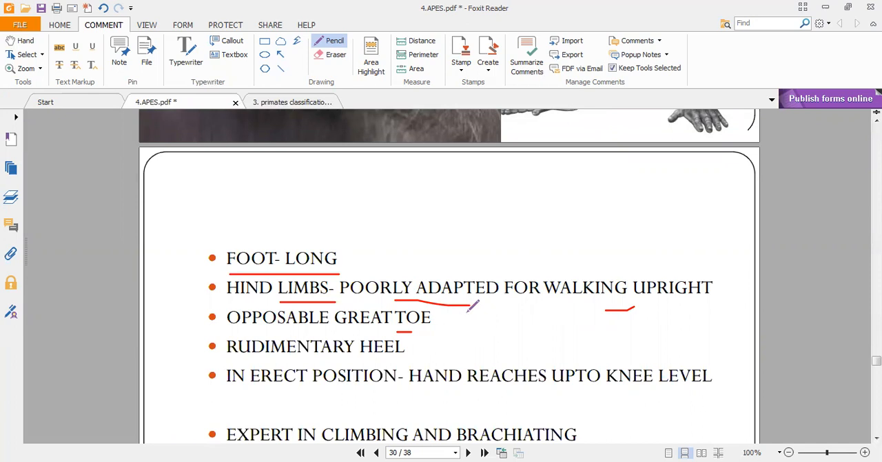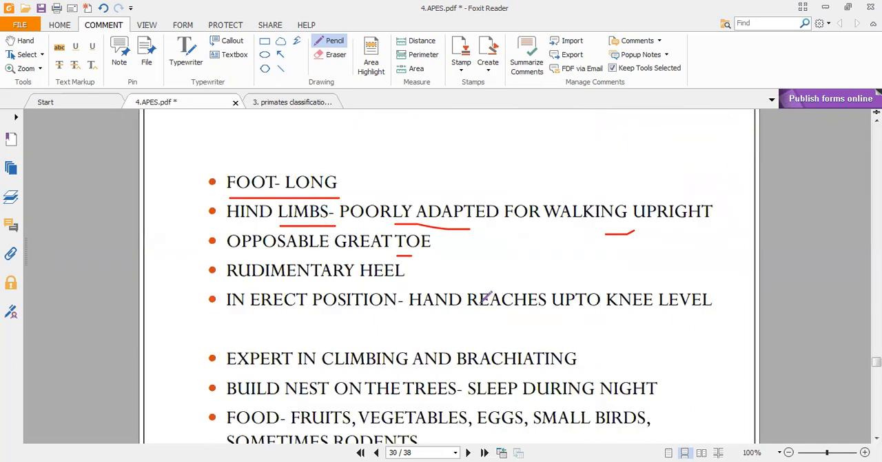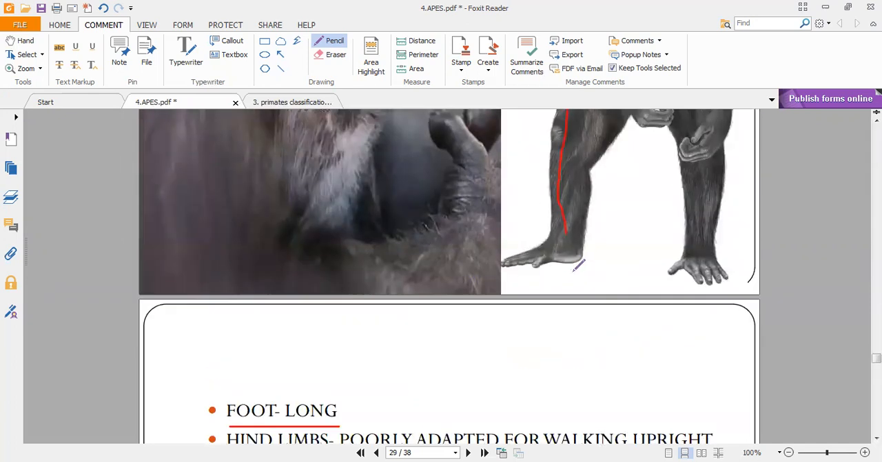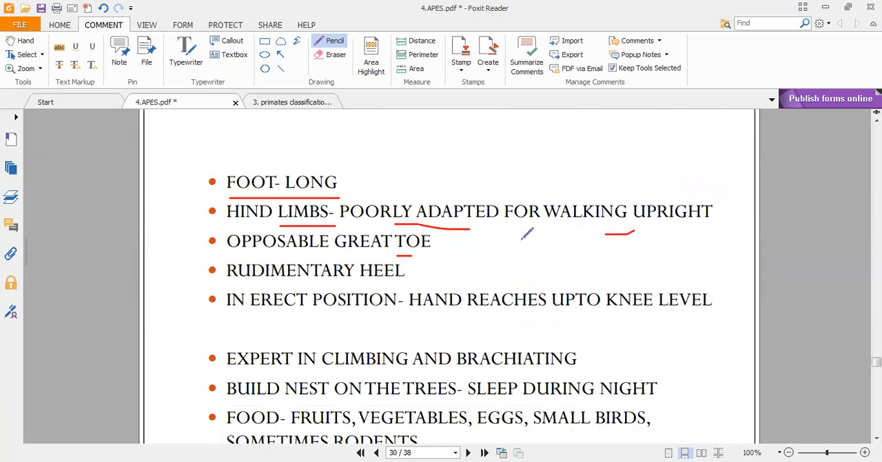Opposable big toe, we have an opposable great toe, and the heel. This part is rudimentary. Our heel is highly developed so that we can walk fast. But in the case of the chimpanzee, it is a rudimentary heel. It's the starting of the heel.